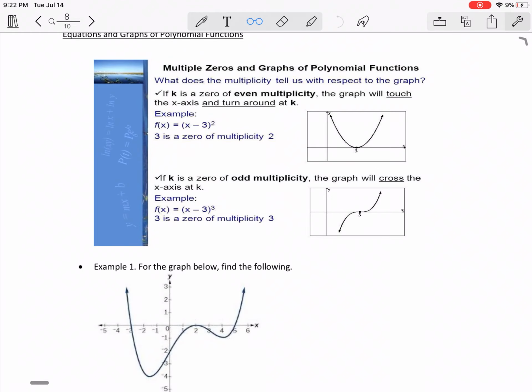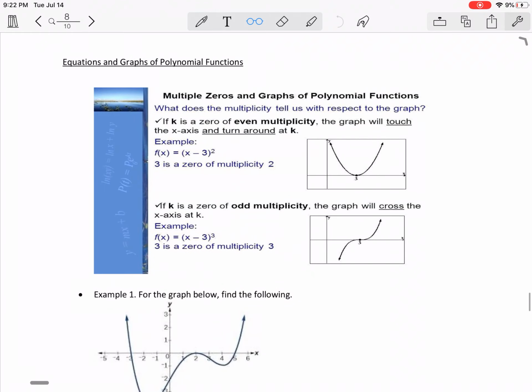Hi class. So we'll look at the last section of the unit, which is looking at equations and graphs of polynomial functions. So first off, we'll get into some terminology.